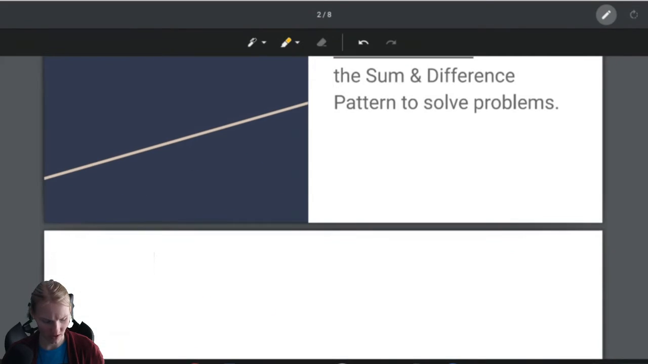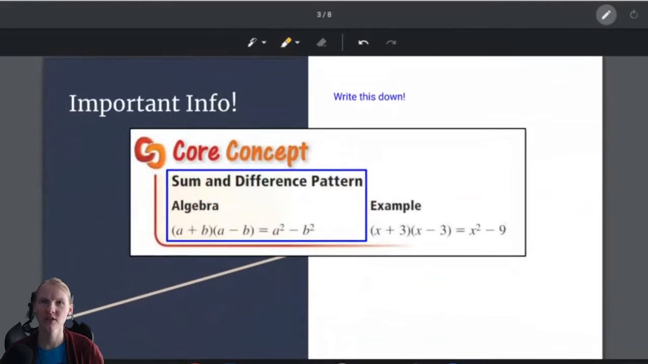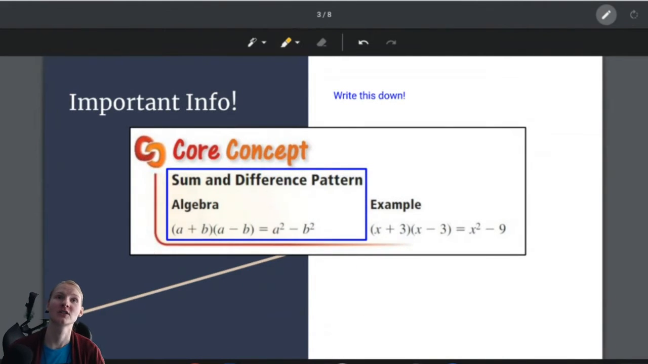But what is the sum and difference pattern, you ask? I'm so glad you asked. This, in the blue box, is the sum and difference pattern. There's an example of it on the right as well. Please pause this video and put the blue box in your notes, because it is important. And once you've unpaused the video, we're going to talk about exactly how this works.